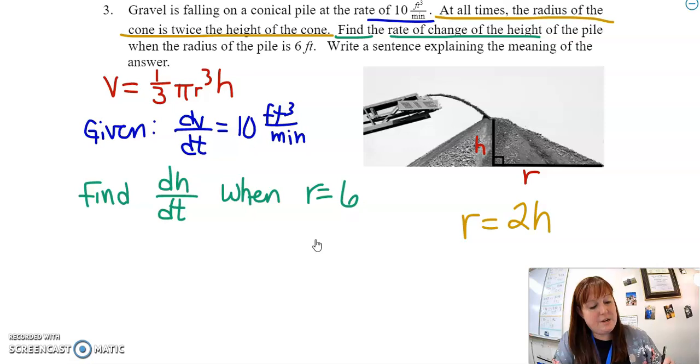So I'm going to replace it here, and I noticed that I have a typo, and you probably all noticed it. You were screaming at me through your computers, Mrs. Barney! That should be r squared. Okay, so now everywhere I see an r, I'm going to replace it with 2h.